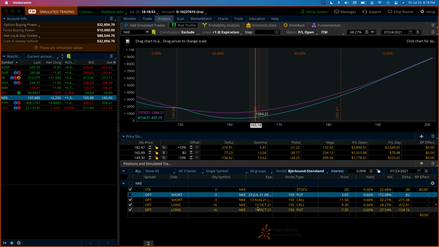Okay, and my deltas become slightly negative. I don't know if I want that. Let's look at the chart. No. Nike is working out very nicely, so no need to do that. But you can certainly roll one up, couldn't we? Because now the stock is at 165.